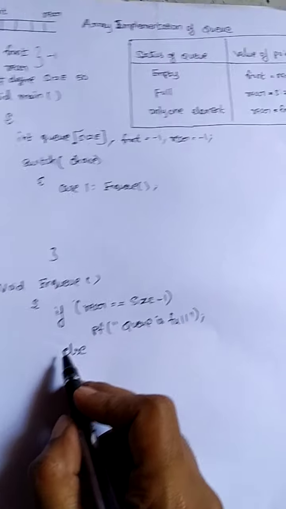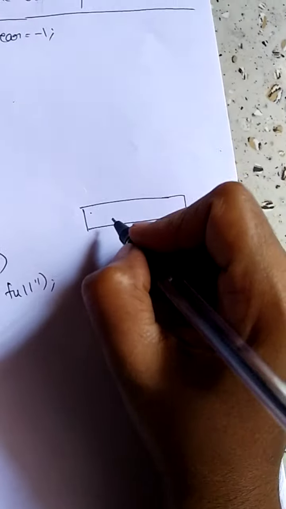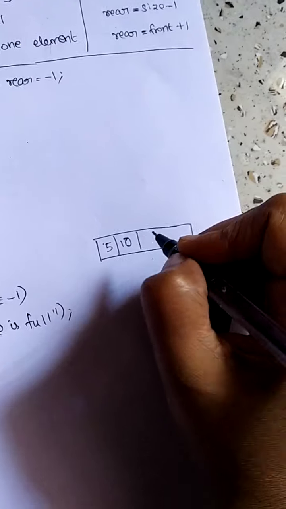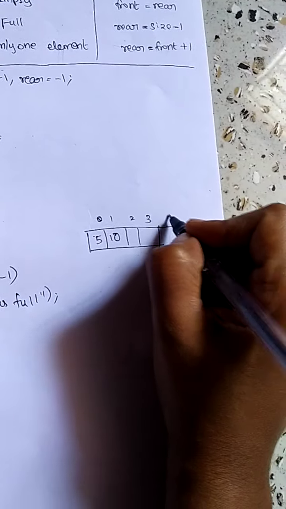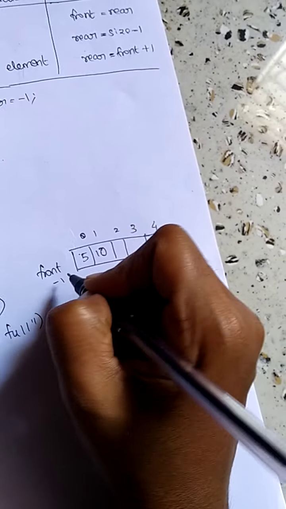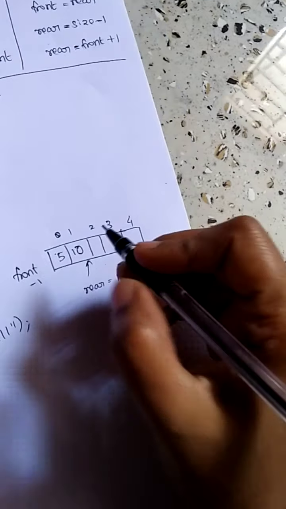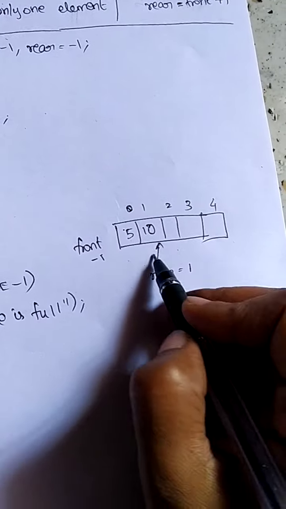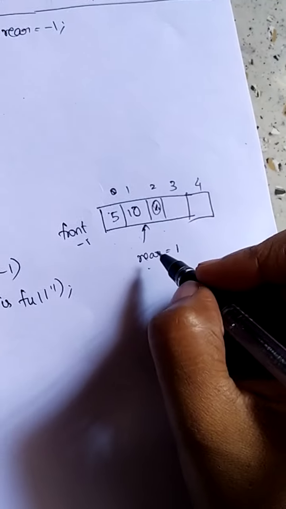So how will you do the insertion? Suppose you have a queue like this: my first element is 5, the second element is 10, at positions 0, 1, 2, 3, 4. My front is minus 1, and my rear is now equal to 1. Initially the rear will be minus 1. When I insert 5 it will be 0. When I insert 10 it will be 1. Now if I want to insert a new item 15 here, how can I do that?